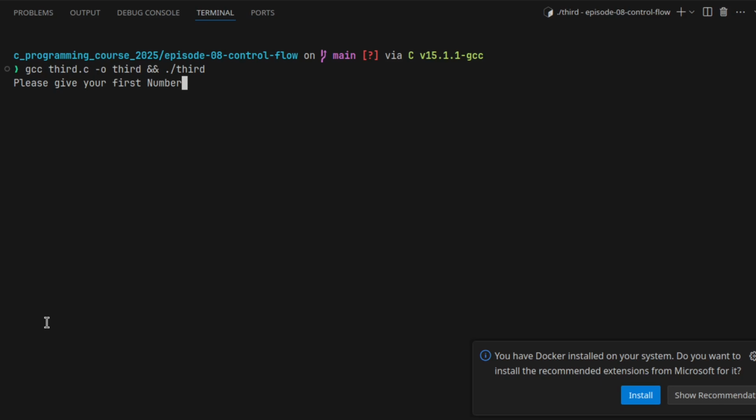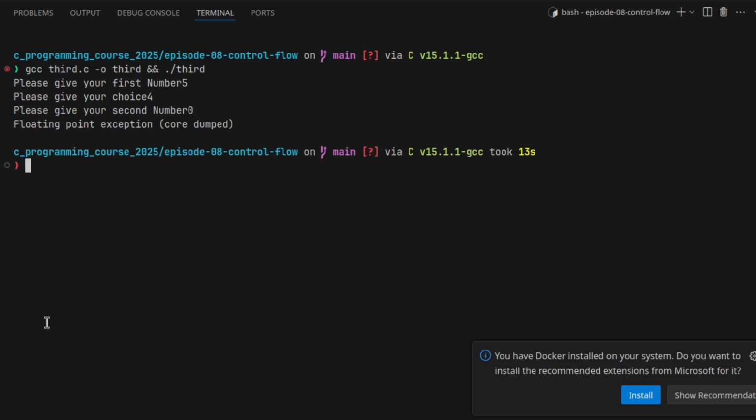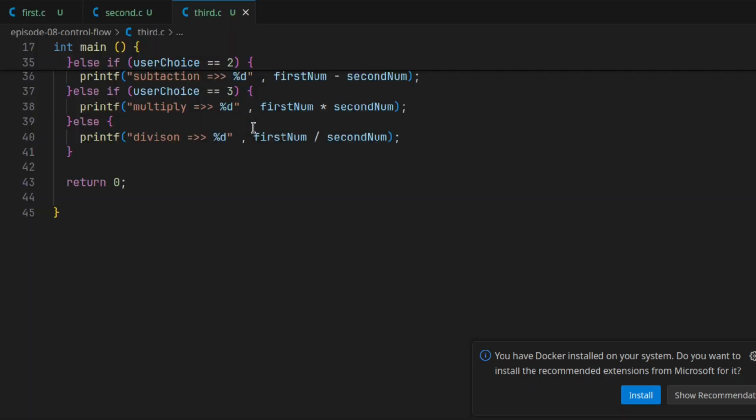I choose the first number as 5. The choice is 4. But I choose the second number as 0. Okay, an error comes: floating point exception, core dumped. What actually happened? I chose 5 by 0, and we know that 5 by 0 is infinite. It doesn't exist.